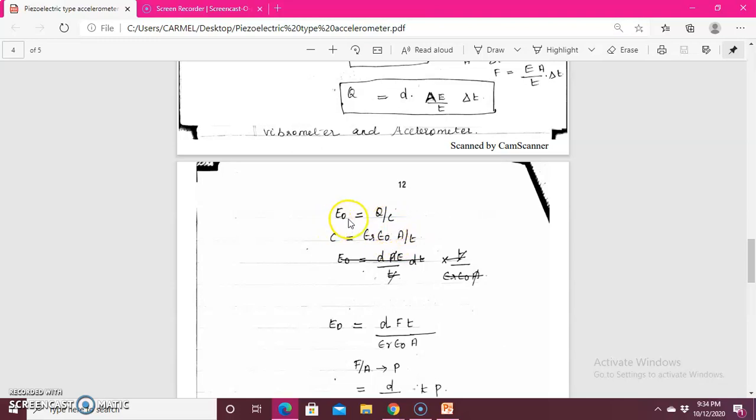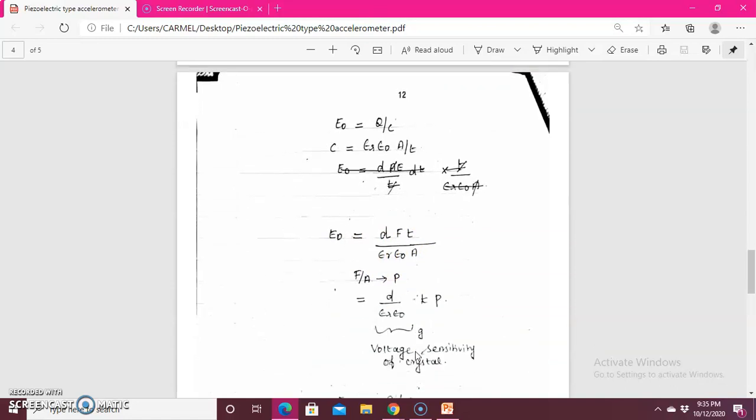So we'll have E naught. Q is also already you got some expression. I am just going to replace this Q as well as C. So I will get E naught, which is equal to dFT divided by epsilon R epsilon naught into A. So force by area, that is F by A, that is nothing but your pressure, because you all know pressure is nothing but force by area. So this F by A I am going to replace with P.